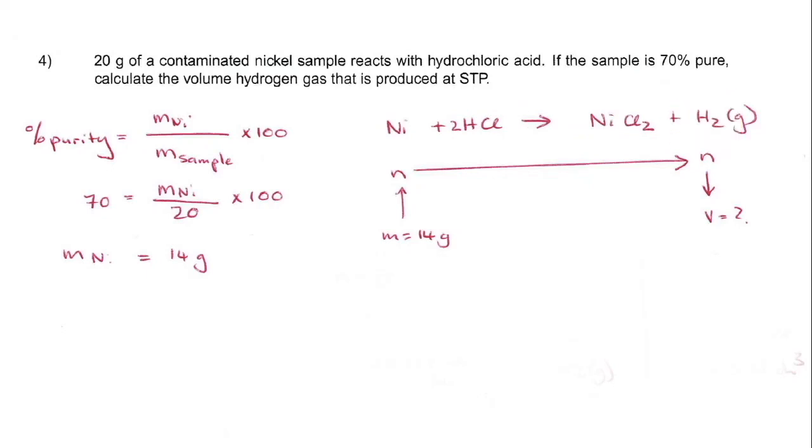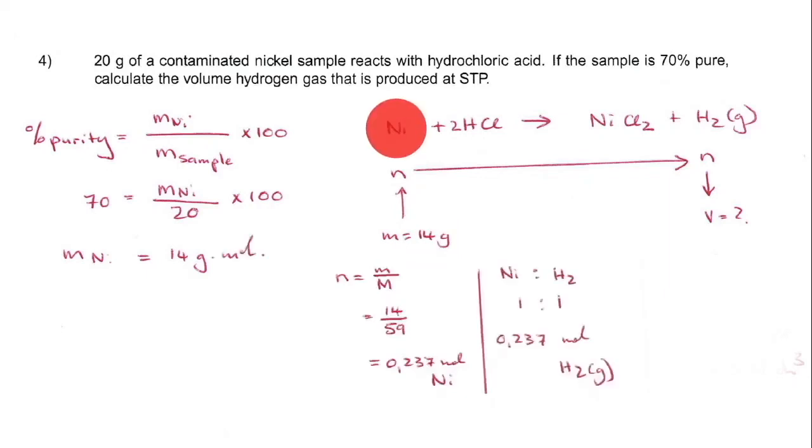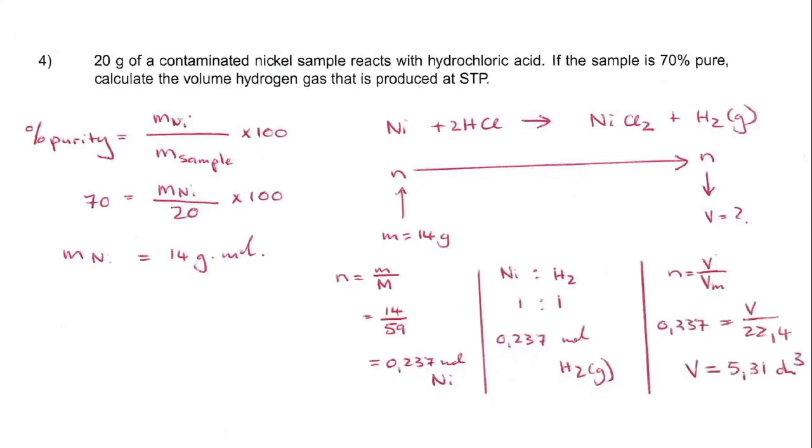And now they're asking us what volume can be produced. Now you're not working with the 20 grams, you're working with the 14 grams. And now it's easy. First thing, convert that 14 grams to moles. Then go from nickel to hydrogen gas and then convert to volume. I hope you got that right.